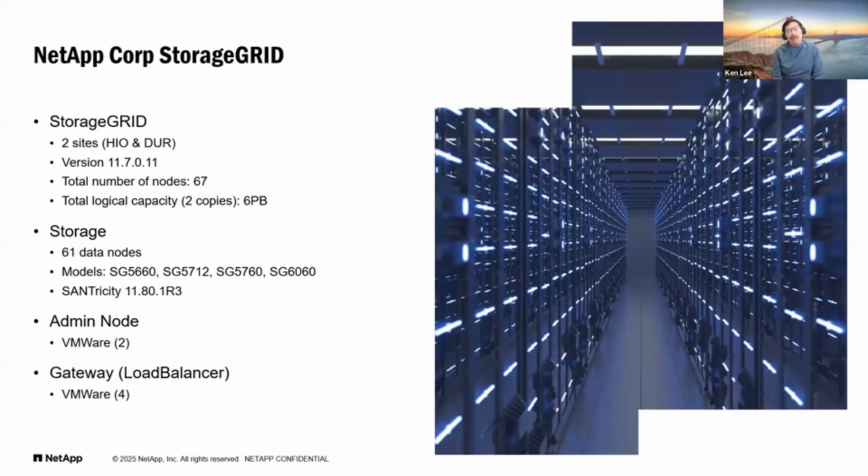Originally, this was a 3-site StorageGRID, but now, after closing our Sunnyvale site, it became a 2-site grid. Their locations are in Hillsboro, Oregon, and the second one in RTP, North Carolina. Running version 11.7.0.11 with 67 nodes and a total capacity of 6 petabytes.